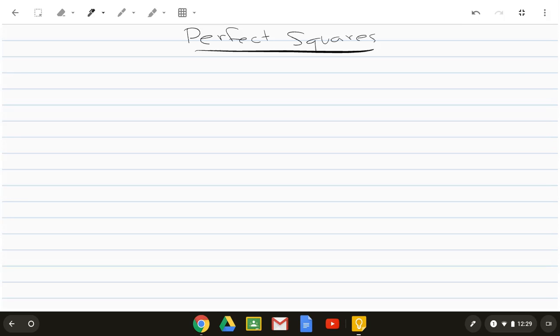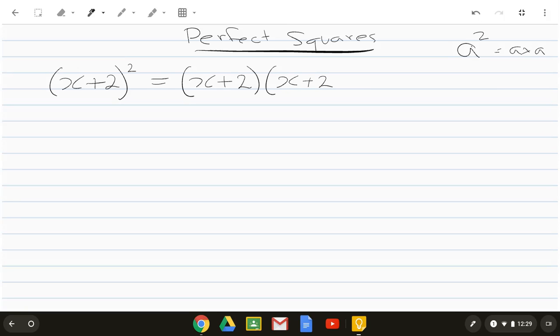We all know that if I have a squared, that means a times a. What we're looking at is if we have a set of brackets and then I square it. That's a perfect square. And what that means is what I have in the brackets times itself. And we can solve that just like we have every other binomial that we've looked at in the last video.